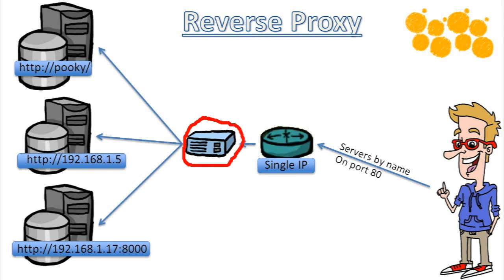Now it sits behind the firewall. The firewall is right here. And here is our router. So Frederick is at home, and he needs to access all 3 of these servers.